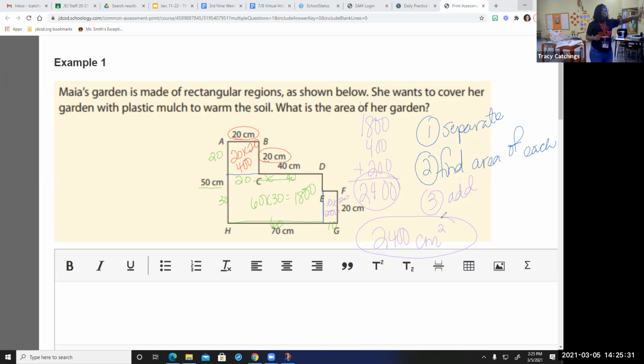As you notice, when I separated my shape, I drew in it. I kind of like to draw in it to remind myself, okay, I found the area of that piece before I move along.